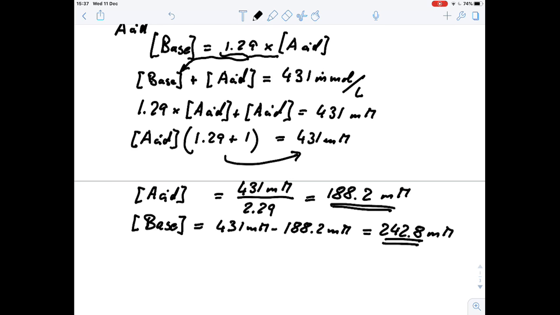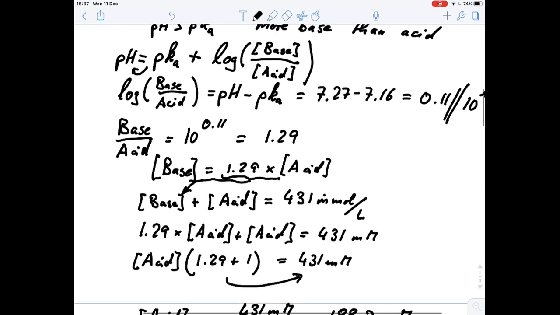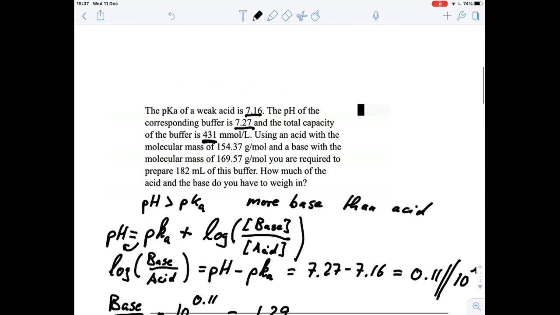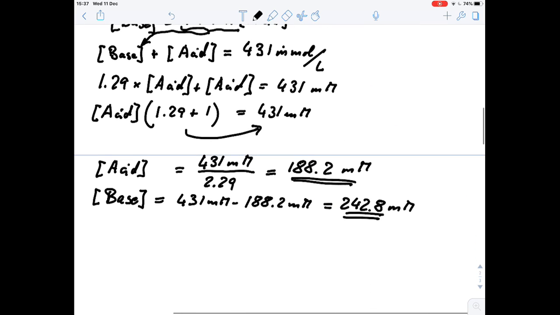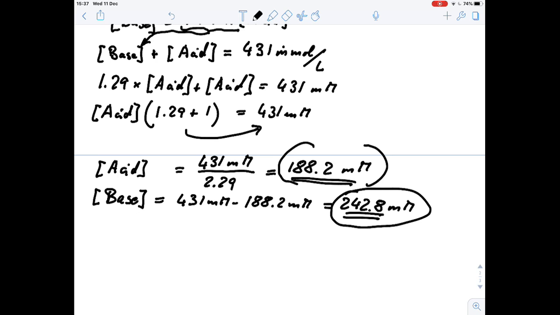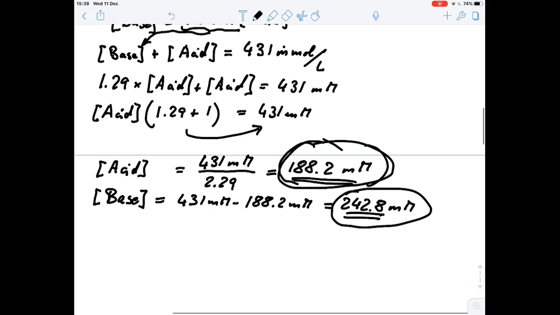And now here comes the reality check. Here's the nice thing, because we said earlier we need more base than acid. So more base than acid, that is what we said. And lo and behold, we calculate more base than acid. So we know that we are on the right track. So that's sort of our reality check.